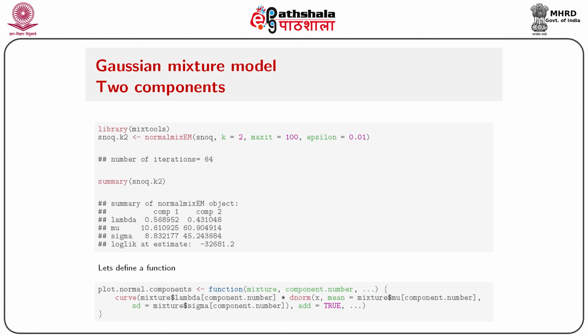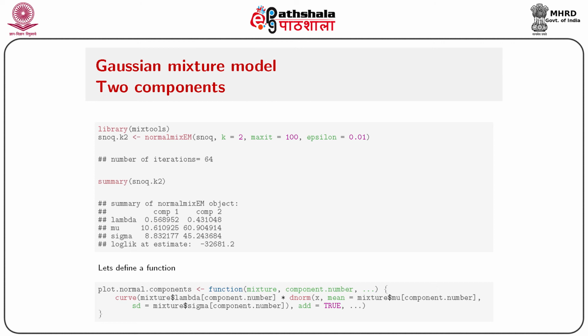Here is the normalmixEM function that can be called from the mixtools package, and there you just pass the snoq data and k equals 2, then max iteration is 100 and epsilon is 0.01. Then you will get the results on the estimates of the parameters lambda, mu, sigma and the log likelihood at the estimated values, for component 1 and component 2.